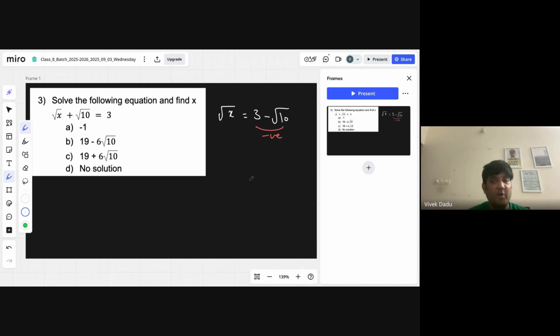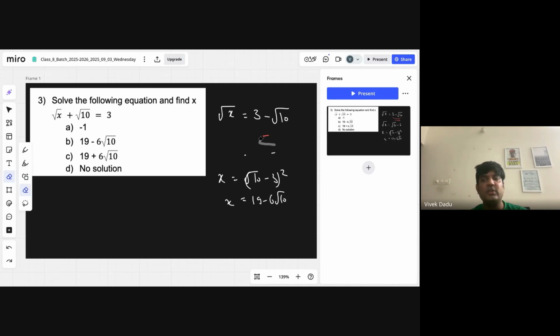Now, if you're wondering why you are getting a proper solution on squaring, the reason is that instead of root x equal to 3 minus root 10, if you had root 10 minus 3, this though is a valid thing. If you square both sides, you get root 10 minus 3 whole square. Incidentally, that also comes 19 minus 6 root 10. So the solution which you are getting is for this equation and not this equation.